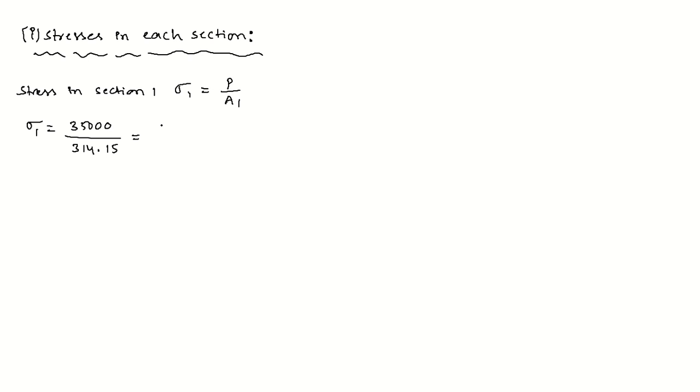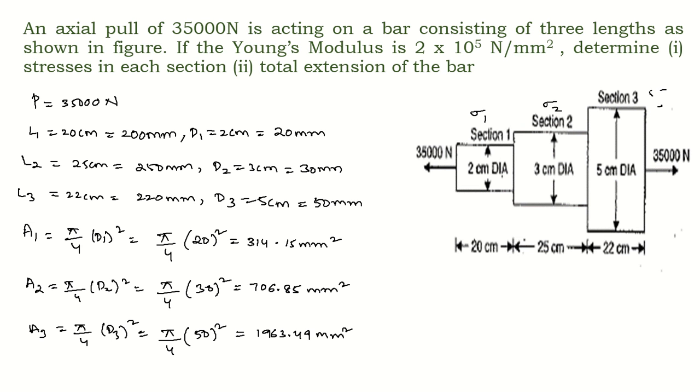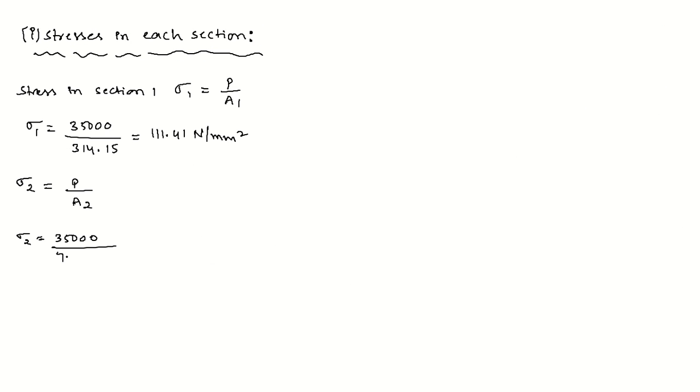So let's see how much we get as the answer for sigma 1. Sigma 1 is 111.41 Newton per mm square. You must be close to this, okay? Next, let's calculate stress in section 2, sigma 2, which is given by the formula P by A2, which is again equal to 35,000 by, what is A2? 706.85. So this answer is around 49.51 Newton per mm square.